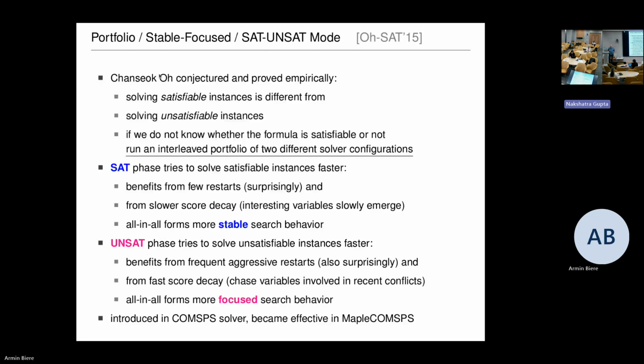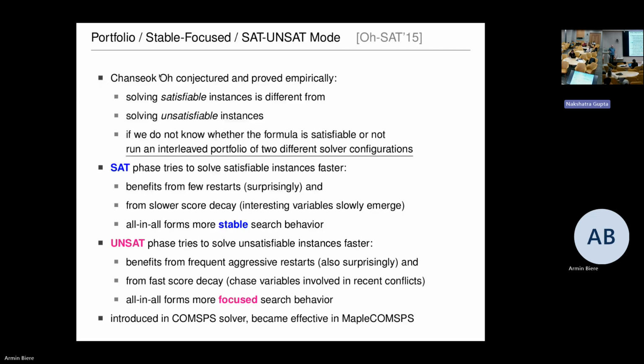proposing this, he called it SAT-UNSAT mode, which you can think of as a portfolio. This is how I would explain it now. I also discussed this with Kareem Sakallah for a long time, and we now come to the point where we would actually call it a portfolio. So you do a portfolio within the SAT solver. How do you do that? Well, you just run one configuration for a while, then you switch to another one.